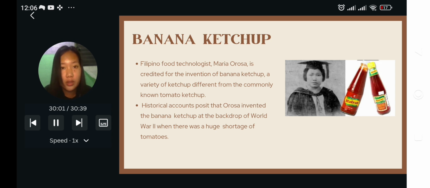shortage of tomatoes. Okay? So, yun nga, na-develop ni Orosa, na-invent niya tong banana ketchup na to, and then nakapag-develop siya ng iba't ibang variety ng ketchup na gawa sa mashed banana, sugar, vinegar, and spices, which were all readily available. And actually, this banana ketchup, it is brownish yellow in natural color, but is dyed red to resemble the color of the most loved tomato ketchup. Okay, that's all, and thank you.